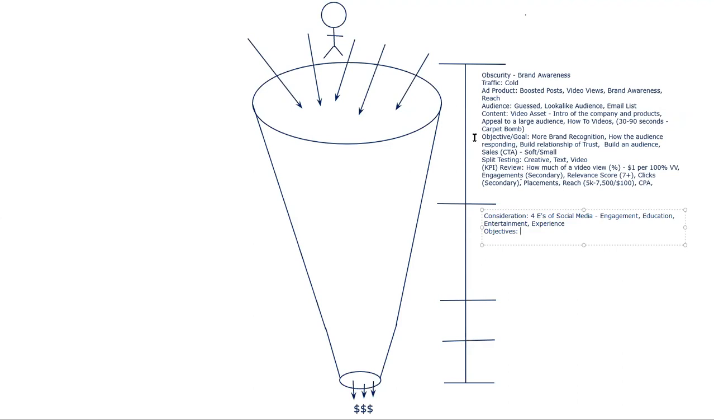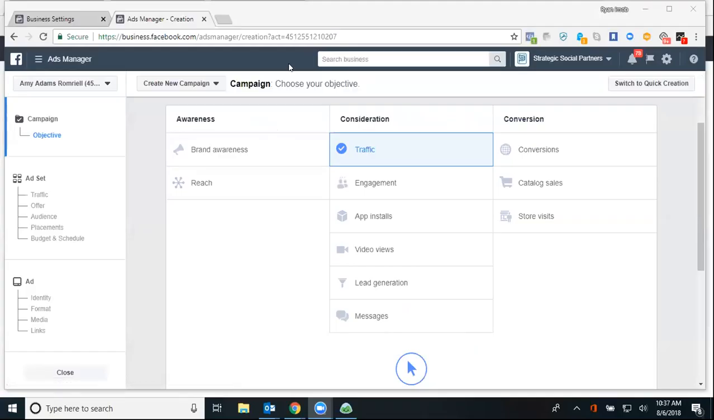So inside of a consideration objective, if I'm going to create an ad, let me go back here and share my other screen with you for a second. Inside consideration, we have all sorts of objectives. We have a traffic objective, an engagement objective, app install, video views, lead generation, and messages.